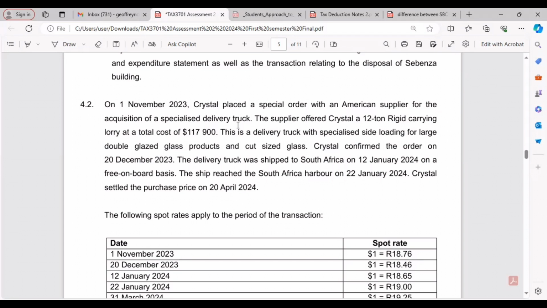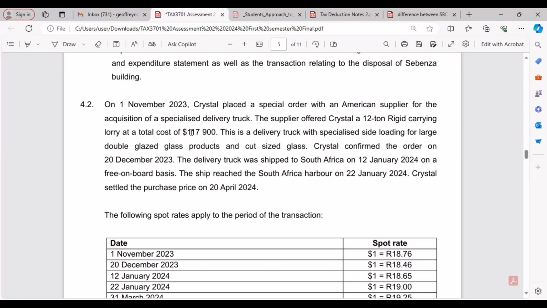What we care about is the transaction date. The transaction date is when the asset is free on board, or sometimes they say freight on board, because now we are saying there's no going back. This thing is coming. So they are saying, all right, this was how much?